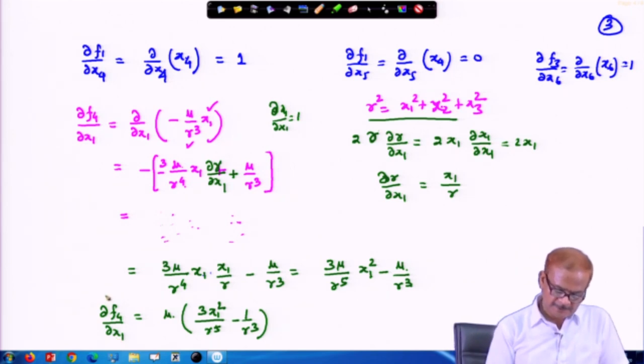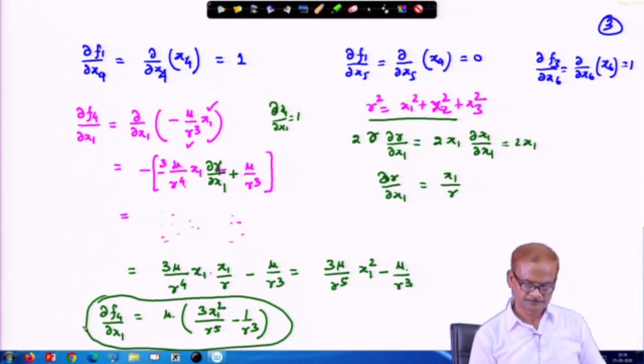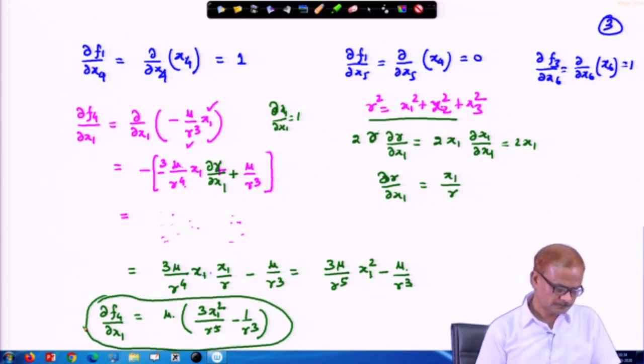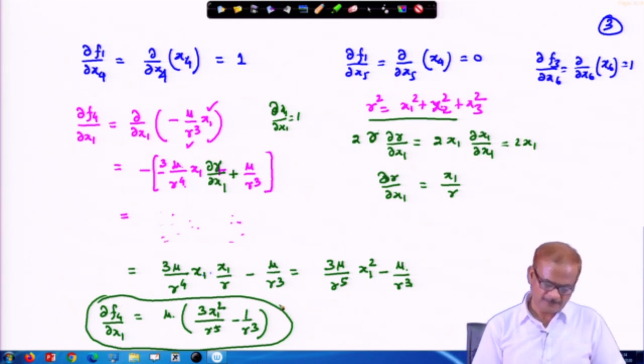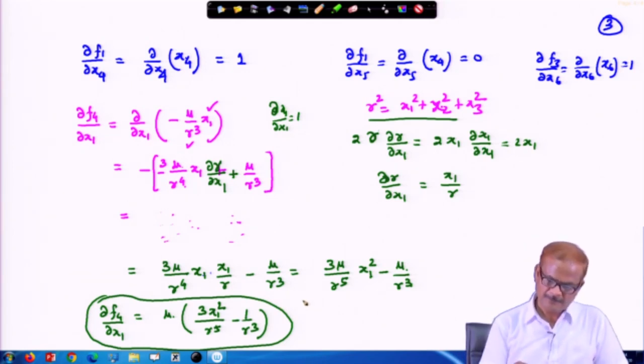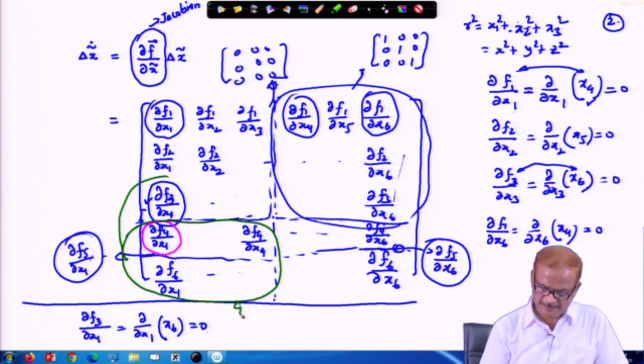So, this is what we get as the fourth row first element. And this way we can find out all the elements which are involved from this place to this place. There are 9 elements here and all these 9 elements can be evaluated. So, on the next page I will summarize this.